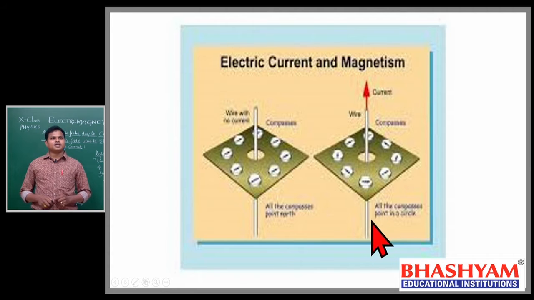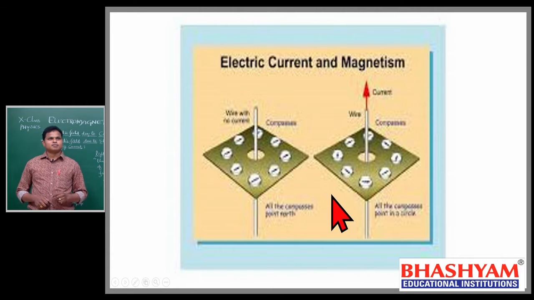The shape of the magnetic field lines must be circular lines. These circular lines around the wire are concentric circles. Now, this concept is understood. Now, what is the direction of the magnetic field in this case?